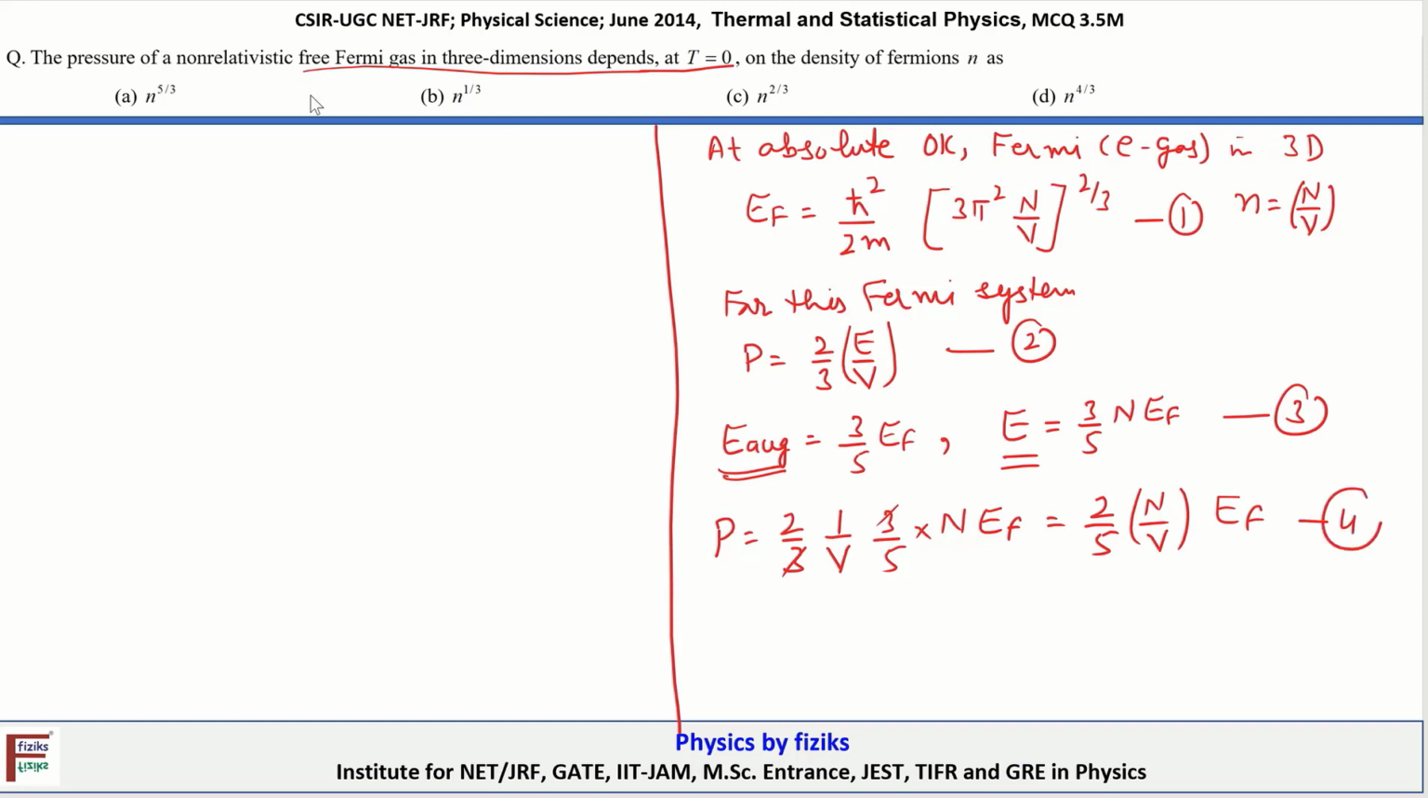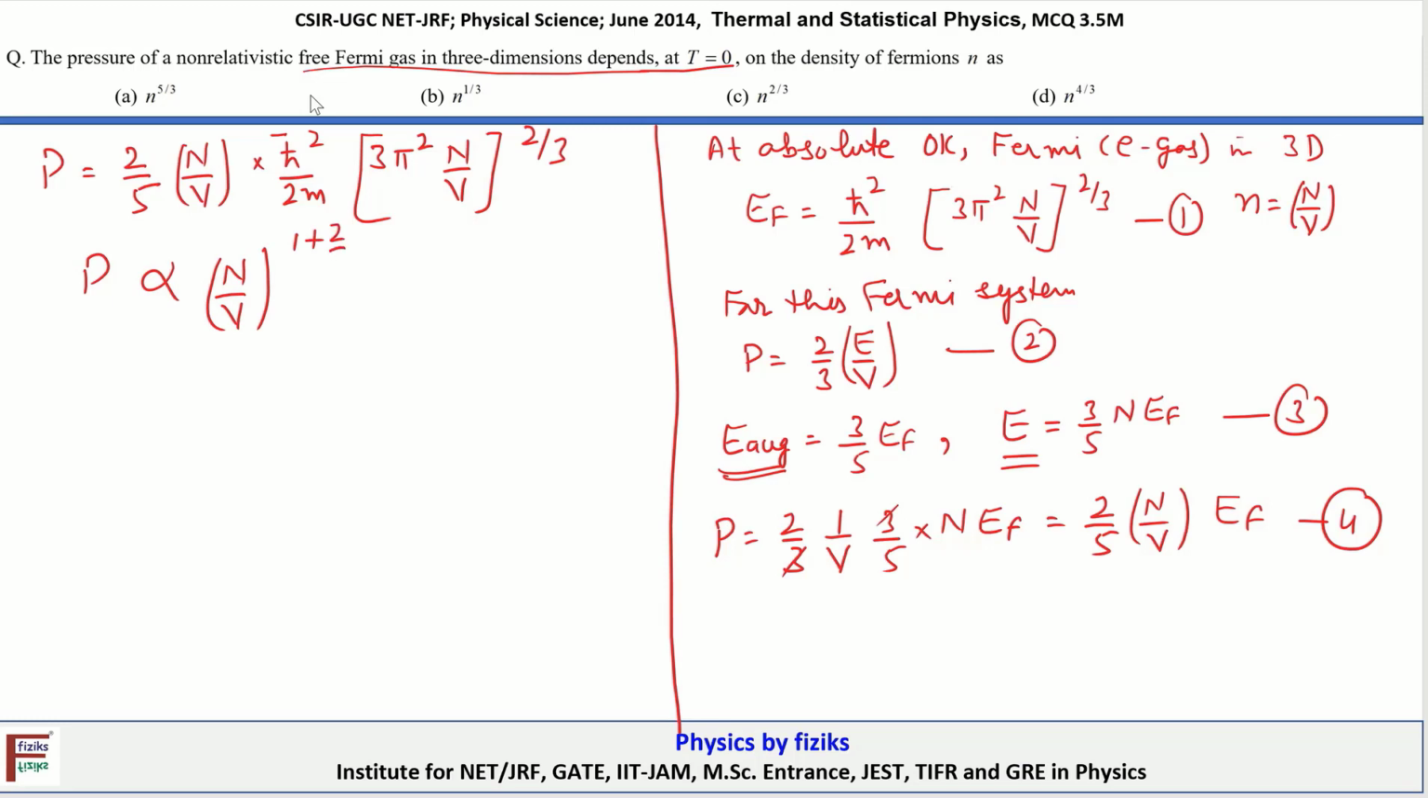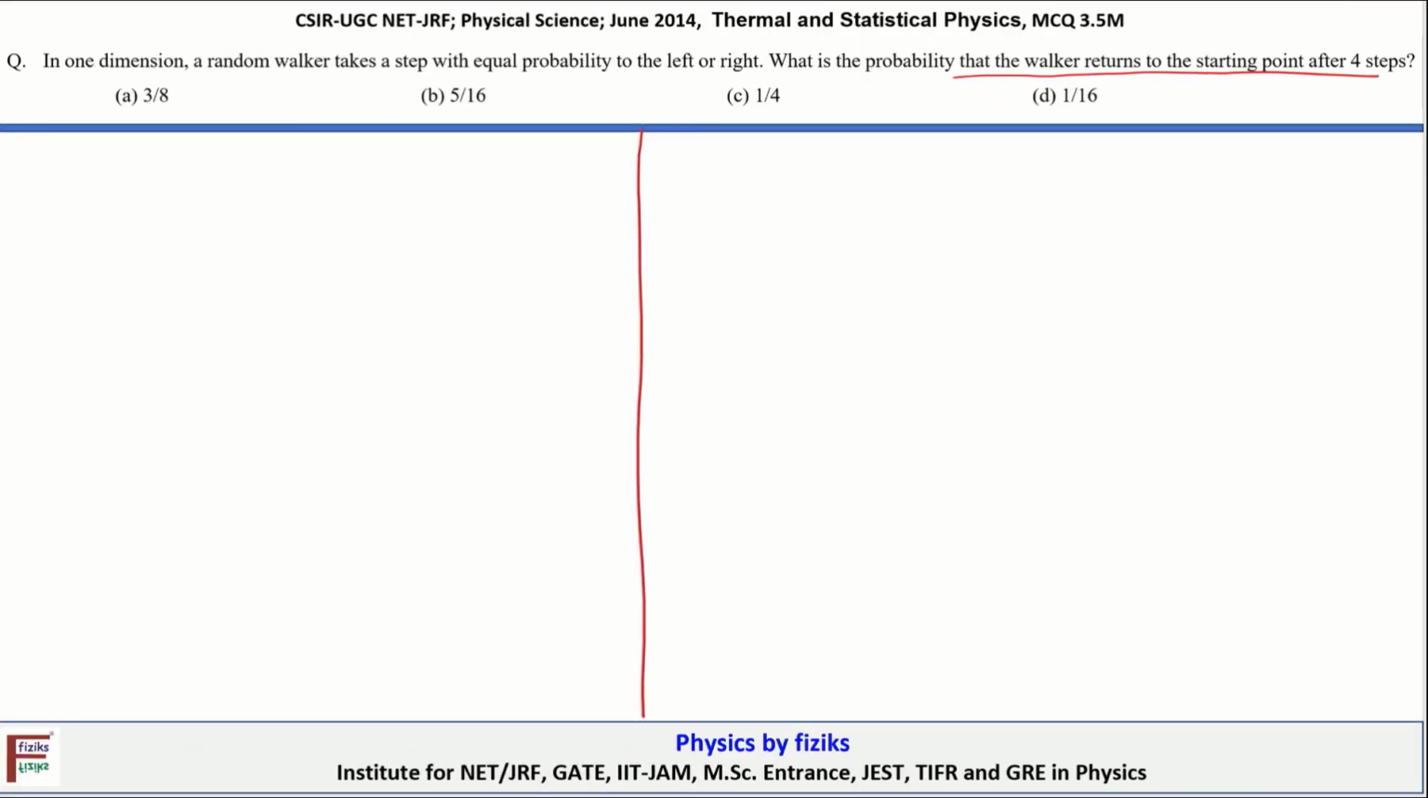So that's the expression for the pressure exerted by this Fermi system at absolute 0. This can be written as P equal to 2 by 5 N by V, that's the number density, multiplied by the expression for the Fermi energy, which is equal to h cut square upon 2m into (3 pi square N by V) power 2 by 3. So from here we notice that pressure is proportional to N by V to the power 1 plus 2 by 3, that is equal to N power 5 by 3. Therefore A is the correct option here. So pressure depends upon the density as N power 5 by 3. Let's continue with the next problem.